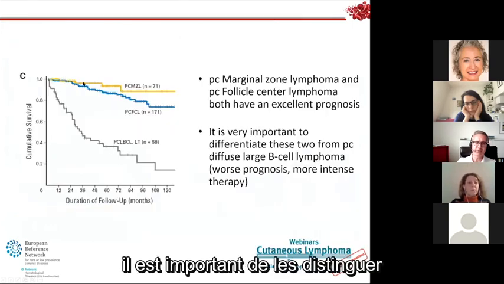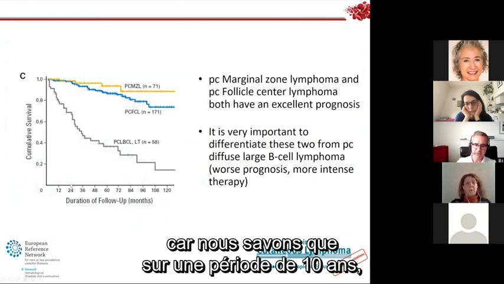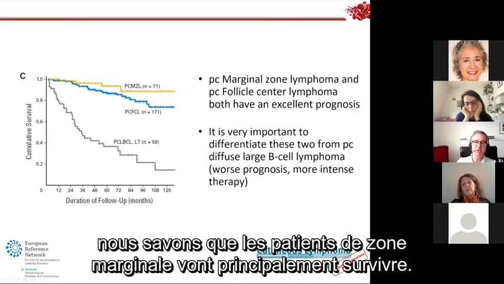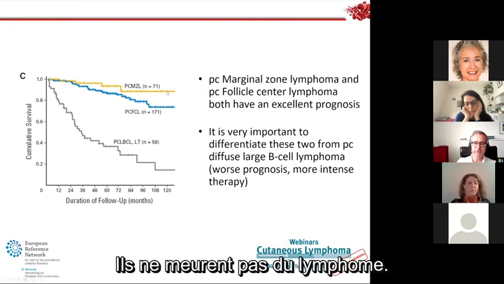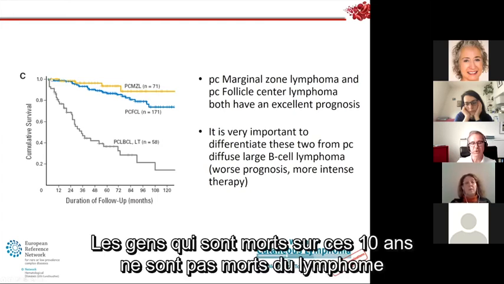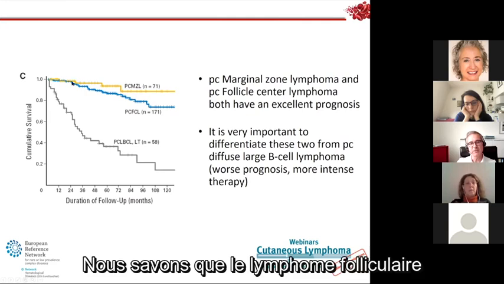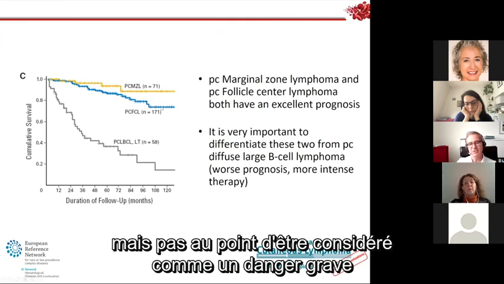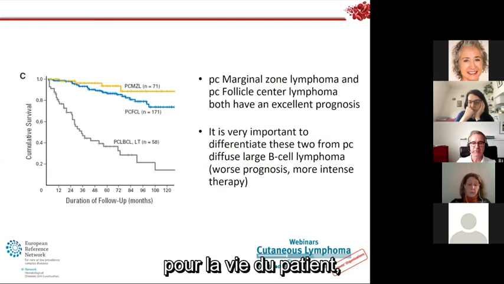And it's important to separate them because we know that over a time frame of 10 years, this is months, so over 120 months, the marginal zone patients basically survive. They do not die from the lymphoma. This lymphoma basically never kills the patient. Over 10 years, people who died did not die from the lymphoma, but from other causes. We also know that follicle center lymphoma is maybe a little bit more dangerous than marginal zone lymphoma, but not dangerous in terms of acutely endangering the life of the patient.